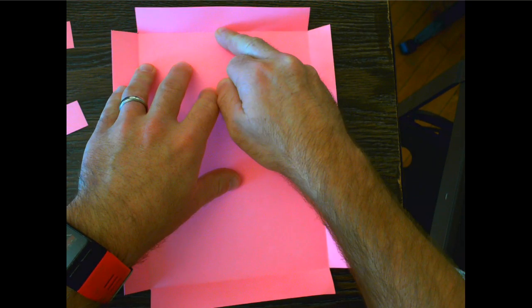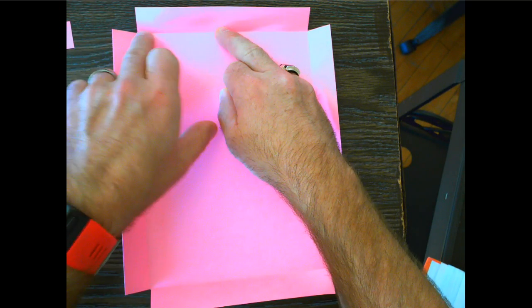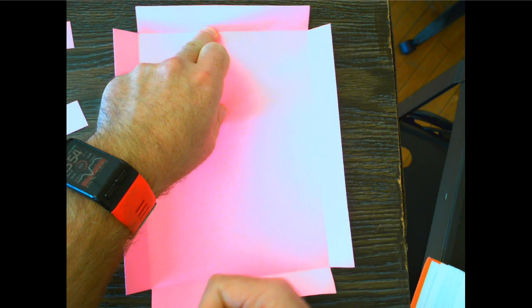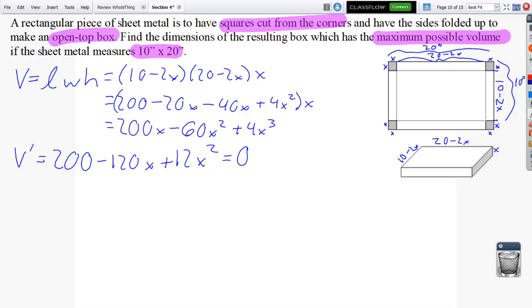So the furthest in that I can cut is actually going to be halfway into one of the sides. If I cut in halfway from both directions, I'm going to cut off that entire tab. So back on this example, I look at the shortest side right here. The shortest side is that 10 inches, so the most that I can cut in is going to be 5 inches. This is just helping me identify the domain of x.